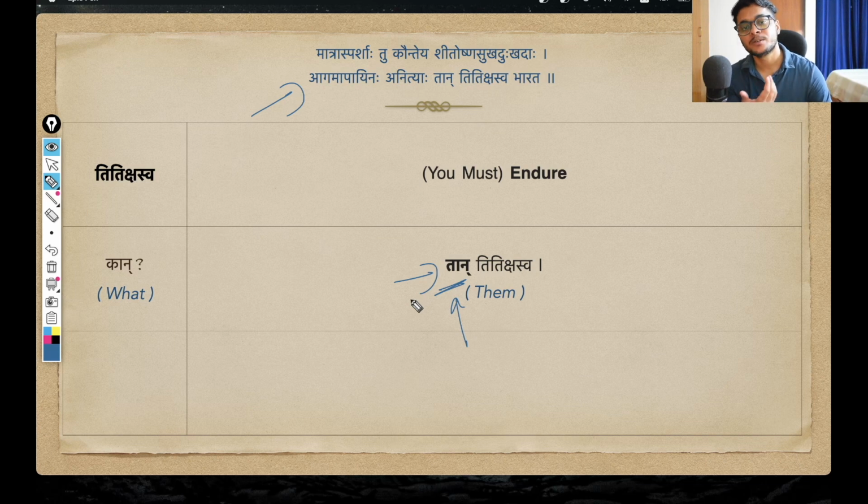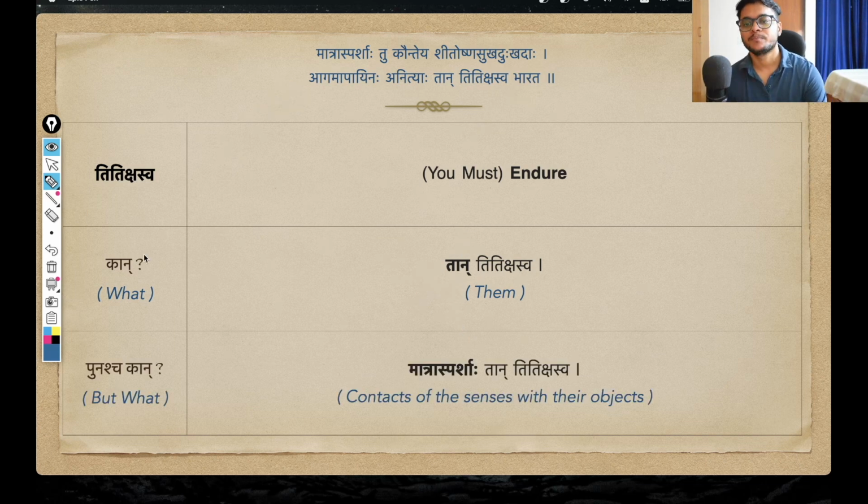But before this, he must have explained what this is. That is why I'm repeating the question, punaschikan: what is this? And the response we get is matra sparshaha. And matra sparshaha is our primary, our principal noun.